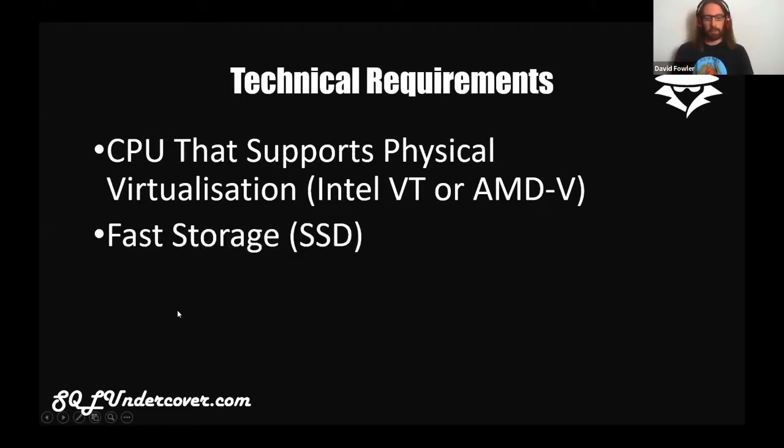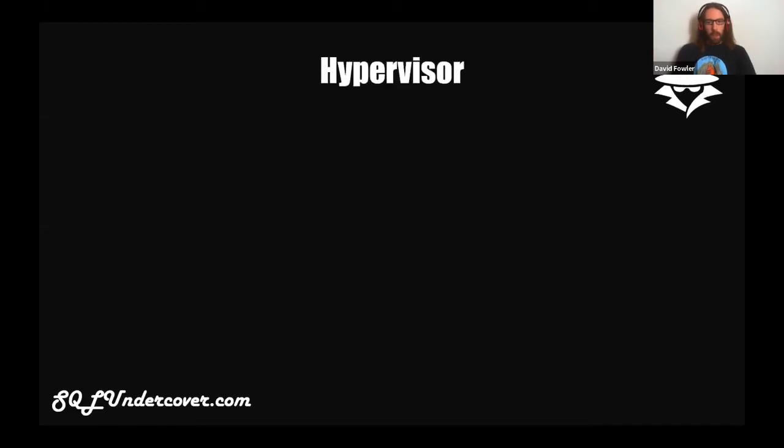You're going to want fast storage. Fast storage is quite important. One thing I've noticed, by the time you've got a few VMs up and running, you get a lot of disk contention. So the faster storage is going to be the better. And for what we're setting up today, I reckon probably 8 gig of RAM is what you're going to need. So that's your technical requirements. What else are we going to need?